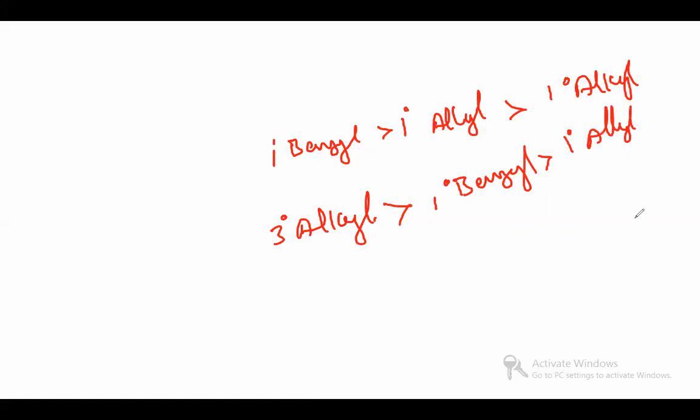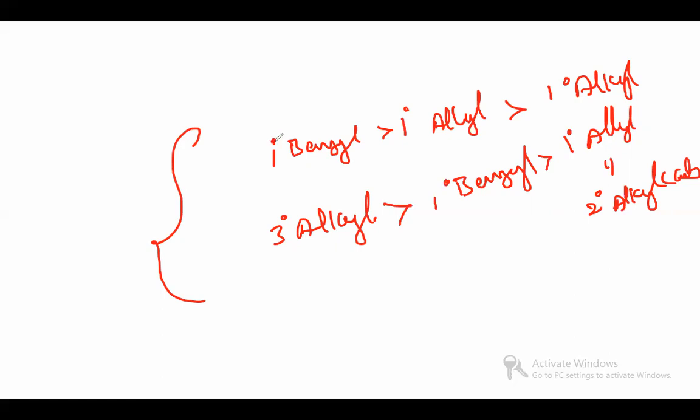1 degree allyl carbocation is almost the same as 2 degree alkyl carbocation. So we'll be discussing that later. So methyl and vinyl, arenium ion, and so on. These are the stabilities you need to remember.